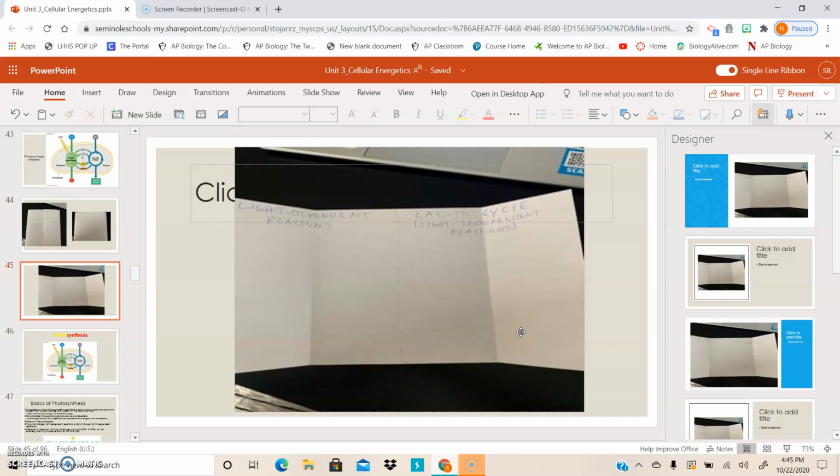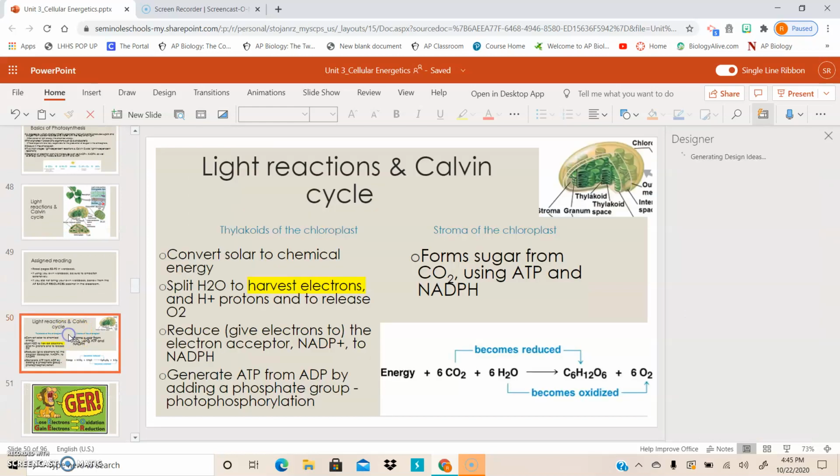Okay, here's part 2. At this point, the inside of your foldable needs to start to have some information added to it. So on the left side, you're keeping it for the light reactions. Right side, the Calvin cycle. I would say for right now, on the sort of top section of each of the 2 parts of the process, I would add this information right here.